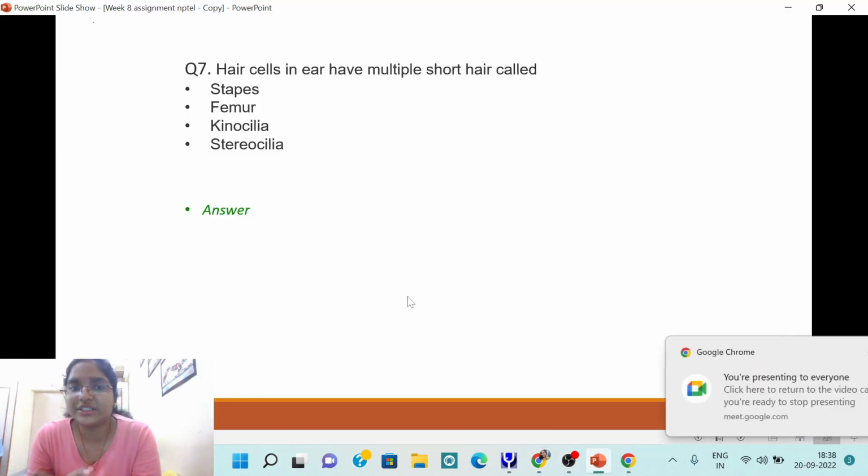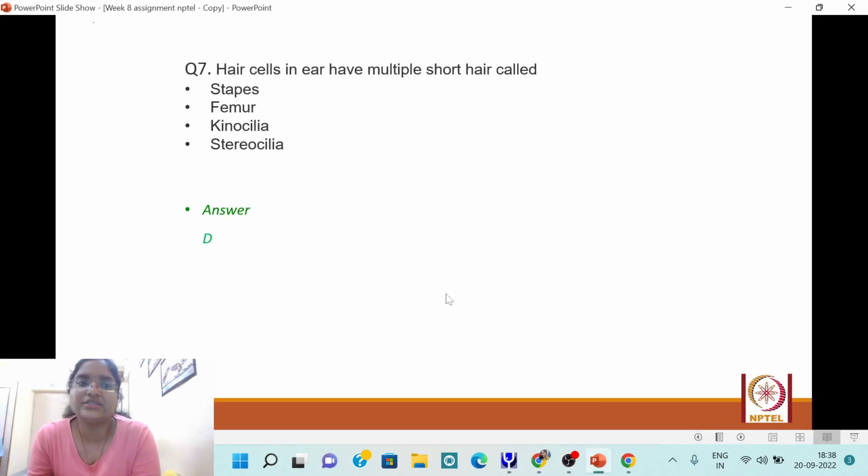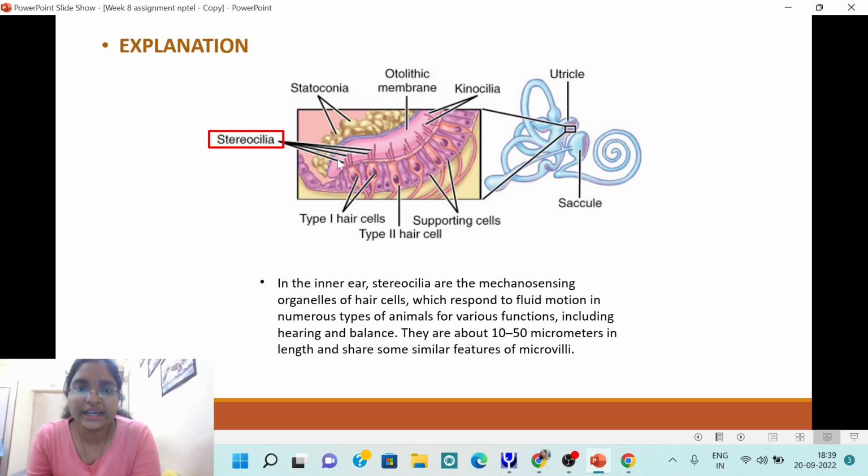Okay, I won't waste much time on this question. We'll see the answer. Everyone has given the correct answer. The correct answer is D. Stereocilia are the short hairs connected to the hair cells, whereas kinocilia is the long hair. Stereocilia are the mechanosensing organelles of hair cells, which respond to fluid motion in numerous types of animals for various functions, including hearing and balance. So these stereocilia function in hearing and balance in our ear.